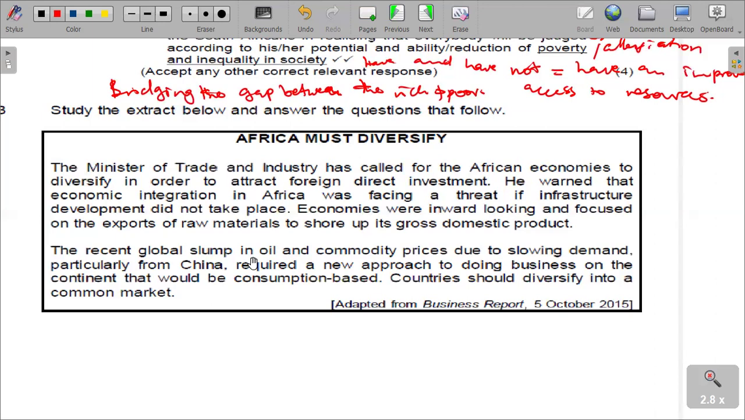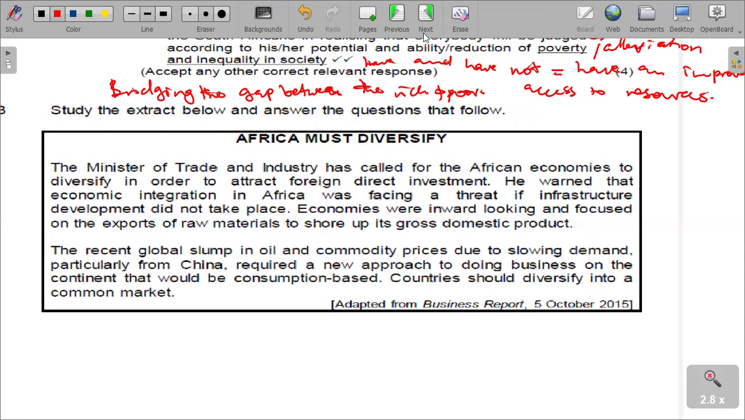Economies were inward looking and focused on the exports of raw materials to show up its gross domestic product. The recent global slump in oil and commodity prices due to slowing demand, particularly from China, required a new approach to doing business on the continent that will be consumption based, is to say that it has to focus on the consumption. Consumption must be the primary motive that defines production. Countries should diversify into common market.